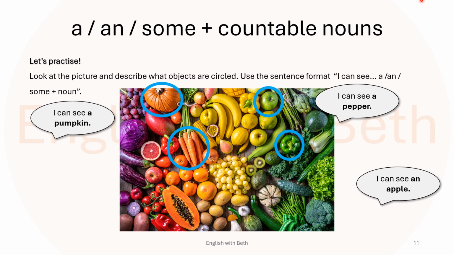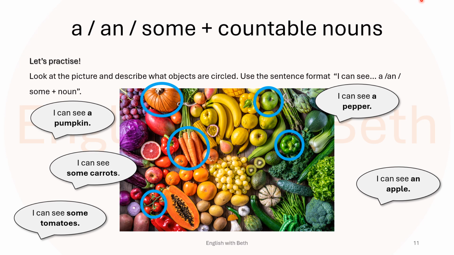Over here? Good job. I can see some carrots. Over here? There's more than one. It's plural. Well done. I can see some tomatoes. And here in the middle, again, it's plural. Well done. I can see some grapes.